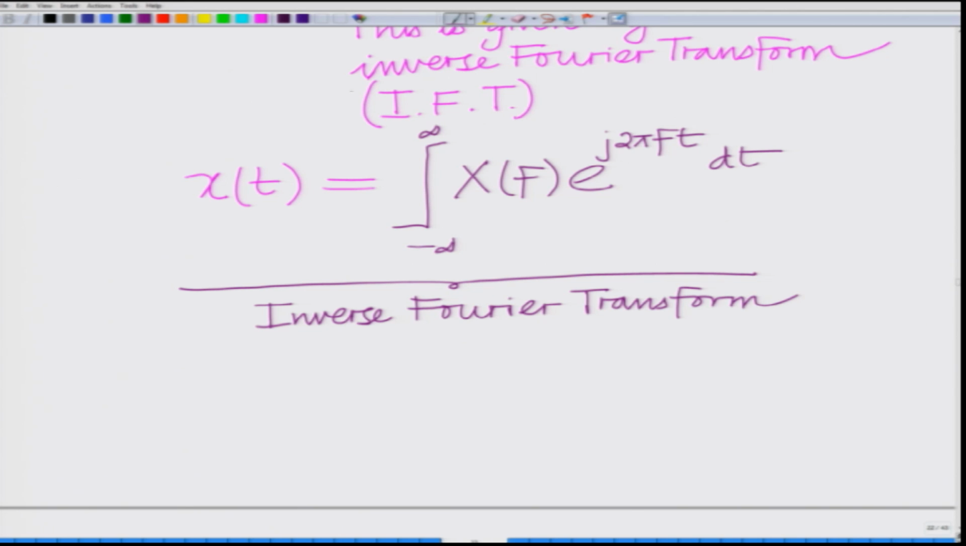This is the expression for the inverse Fourier transform. So, we have defined the Fourier transform, which gives the spectrum of a continuous time aperiodic signal x(t), and we also showed how to derive the expression for the continuous time signal in the time domain, given the Fourier transform in the frequency domain.